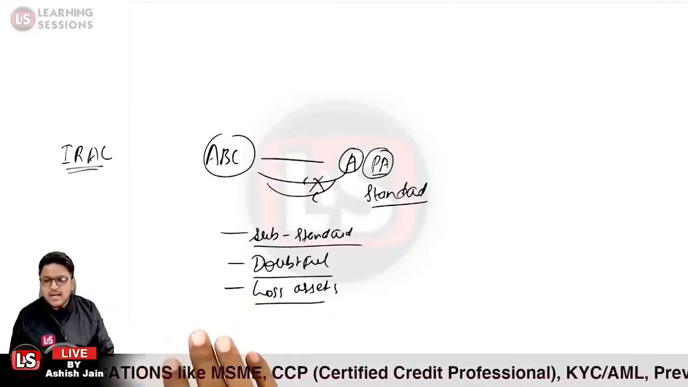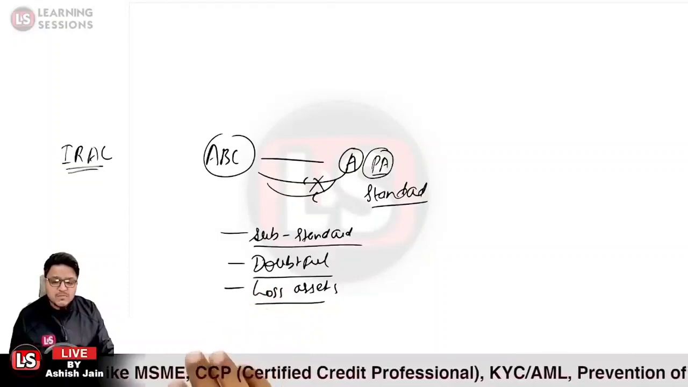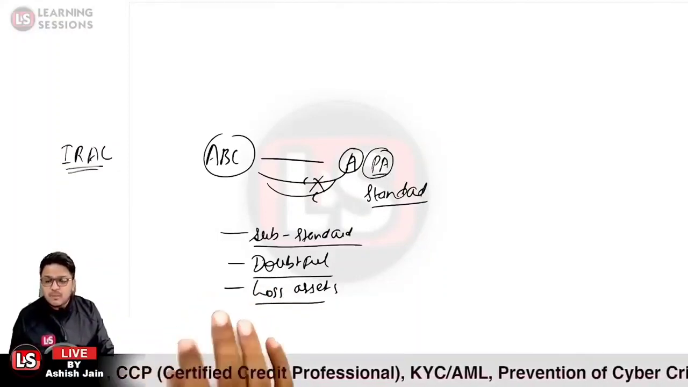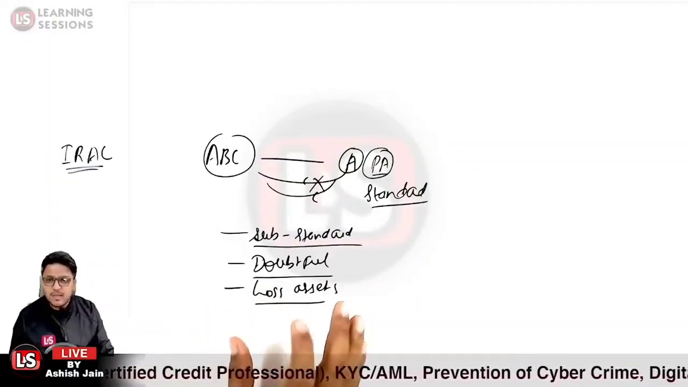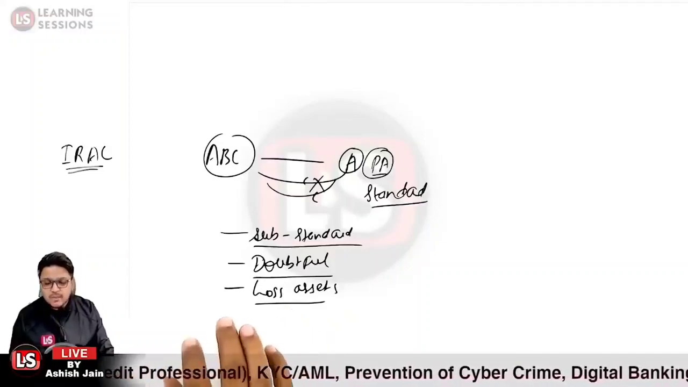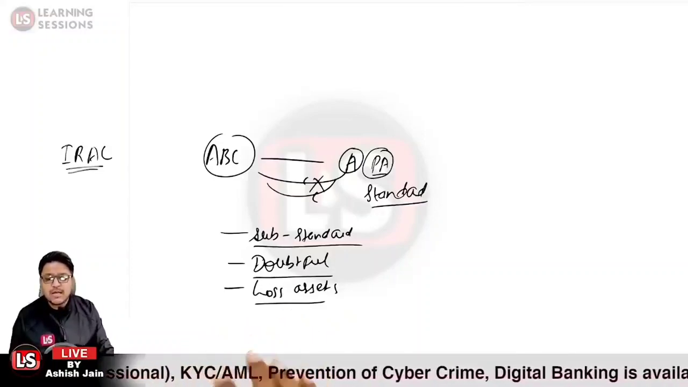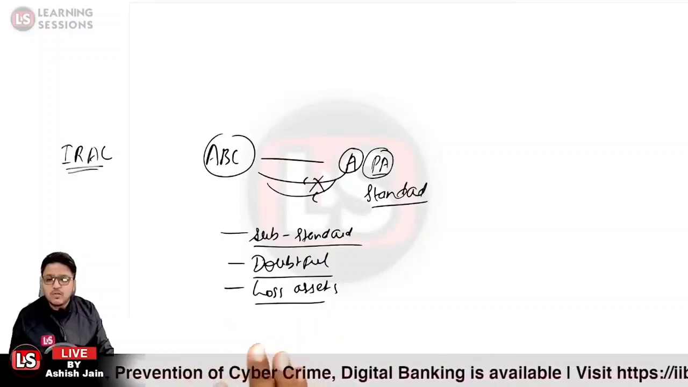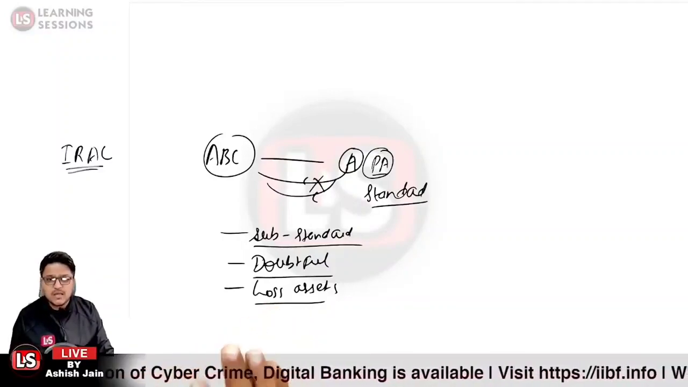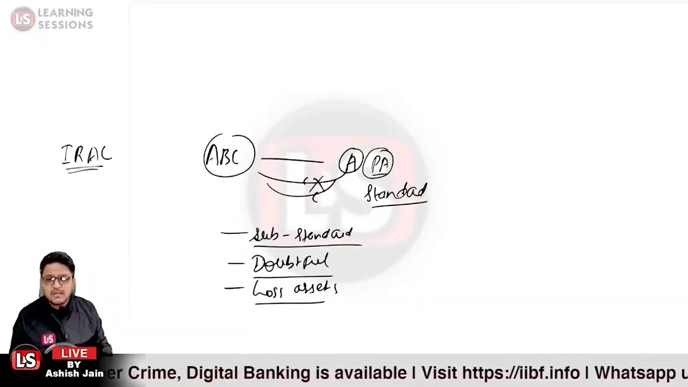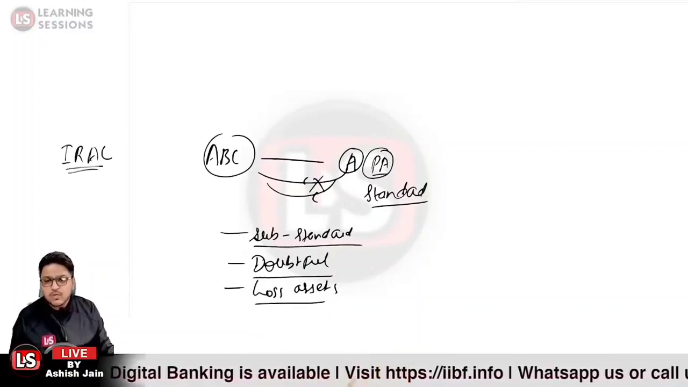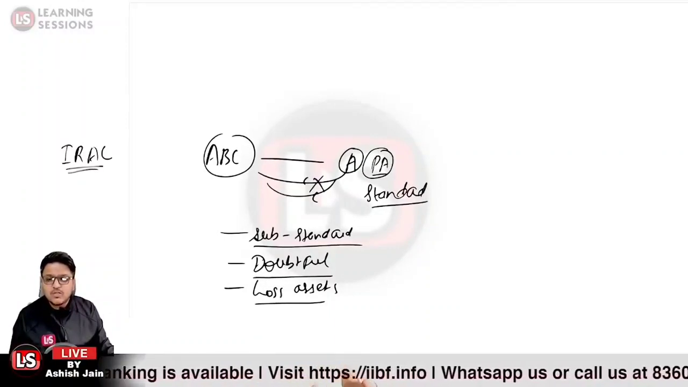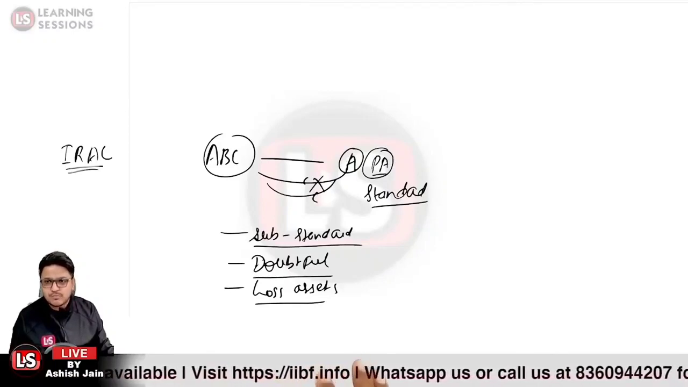So IRAC and provisioning norms are there, and as per that we will be categorizing our asset based upon the recovery. Further, related to the category of the asset, the bank has to maintain the adequate provision that it is related to. So IRAC is income recognition and asset classification.